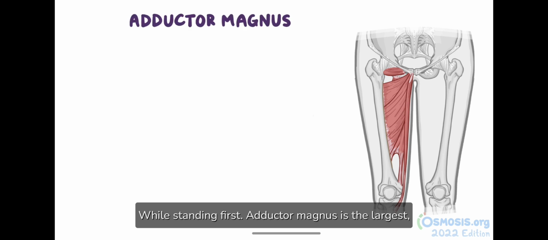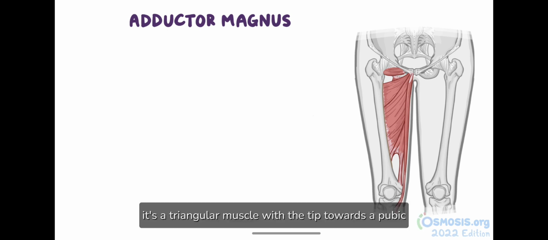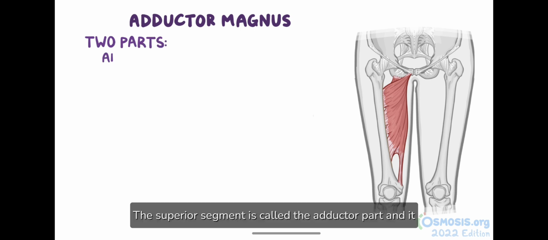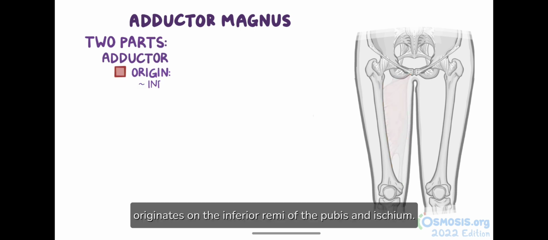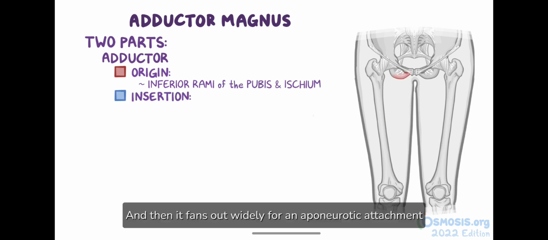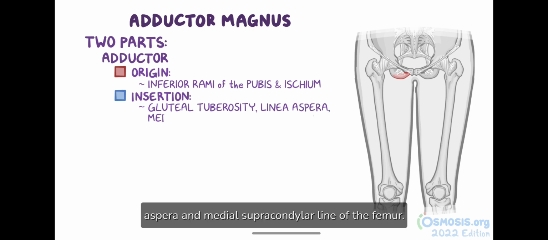First, adductor magnus is the largest, most powerful, and most posterior muscle in the adductor group. It's a triangular muscle with the tip towards the pubic bone and a thick medial base. The base is divided into 2 parts. The superior segment is called the adductor part, and it originates on the inferior rami of the pubis and ischium. And then it fans out widely for an aponeurotic attachment to the gluteal tuberosity, entire length of linea aspera, and medial supracondylar line of the femur.